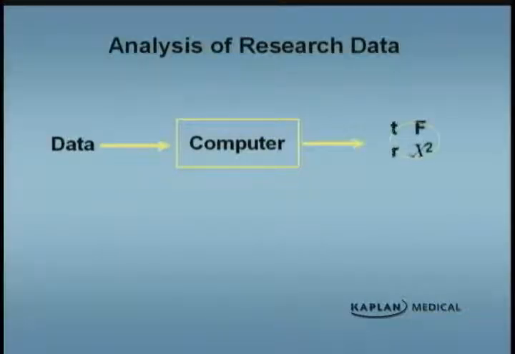What comes out of the computer are a bunch of letters. T as in t-test, F as in f-test, R as in a correlation coefficient, or even Greek letters as in chi-squared. When you see any or all of these letters on an exam question, here's what I want you to do. I want you to stop, take a deep breath, focus, and then ignore them completely, because there's nothing there that will help you at all.